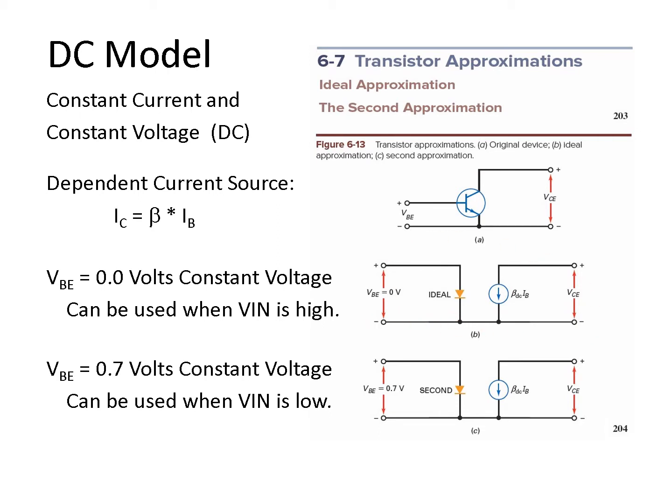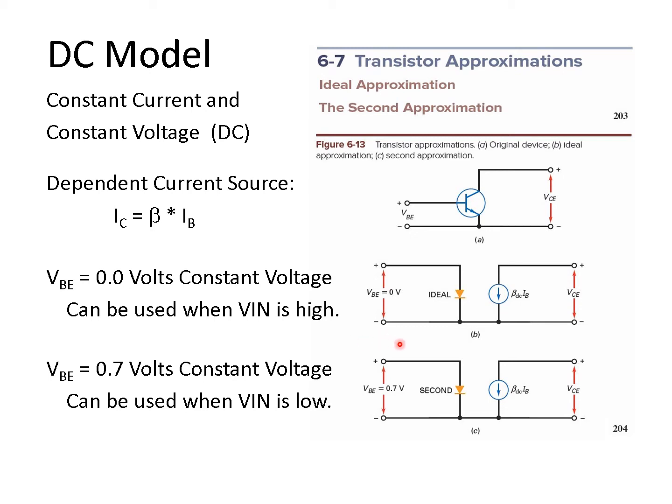Both of these models have a dependent current source. The difference between these models is how we look at the input side. And on the input side here, current flows into the base and comes out the emitter. So in this first model, we think of this as the ideal diode on the base of the transistor. So we say that when current flows in here, we get 0 volts between the base and the emitter. This model can be used when Vn is high, and it's much higher than the 0.7 volts on the diode.